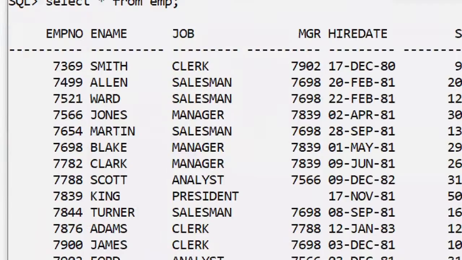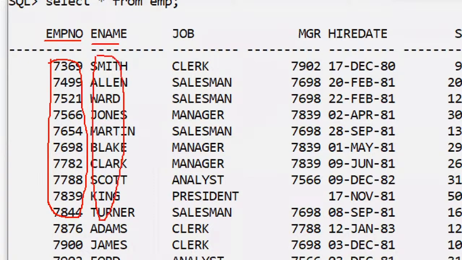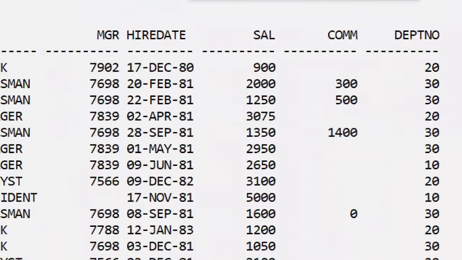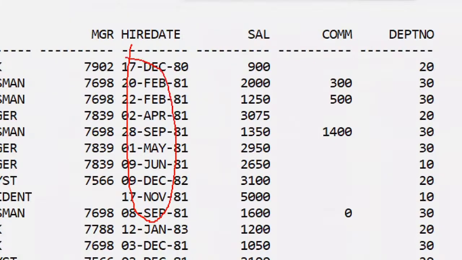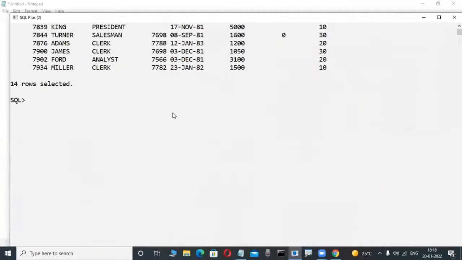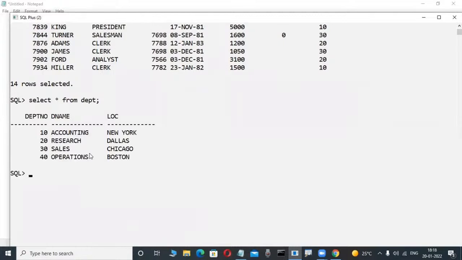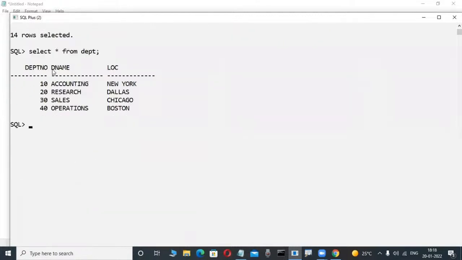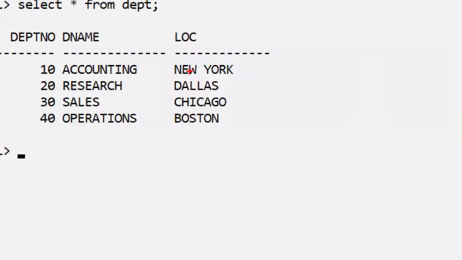Slowly observe here. This is a matrix format. In the employee number column, only numbers are available. In this column, only characters are available. In this column, only dates are available. That's why the data is stored in a structured manner. In a relational database, structured data is there. A structured collection of data is there.